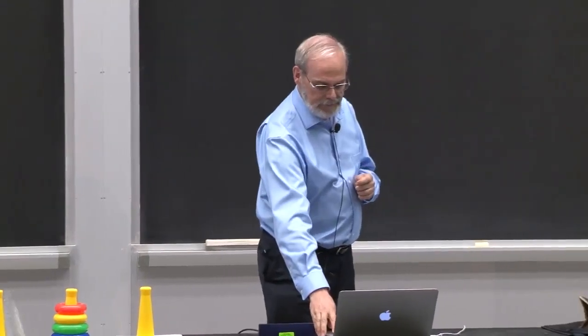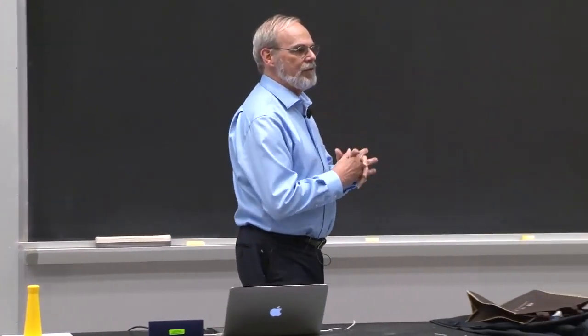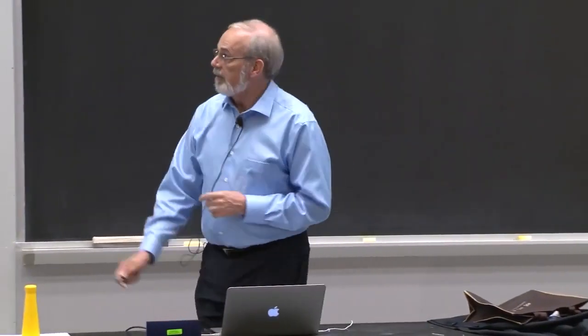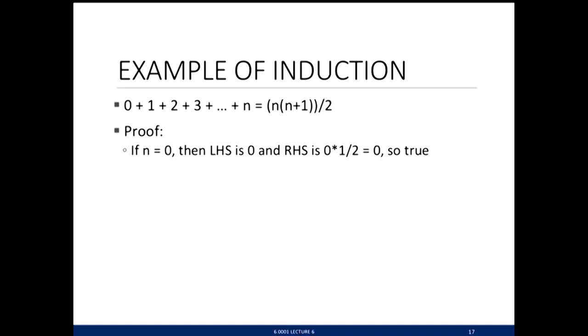Well, by induction, I need to do the simple cases. If n is equal to 0, then this side is just 0, and that's 0 times 1 divided by 2, which is 0. So 0 equals 0, it's true. And now the inductive step.